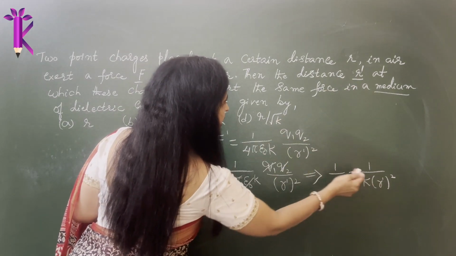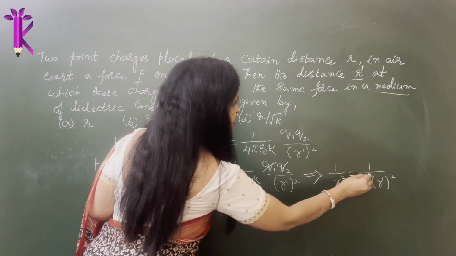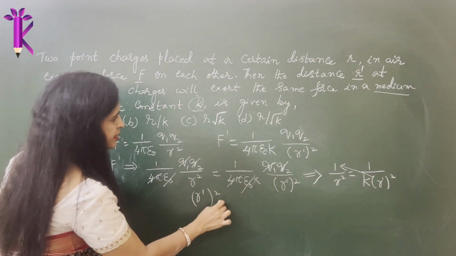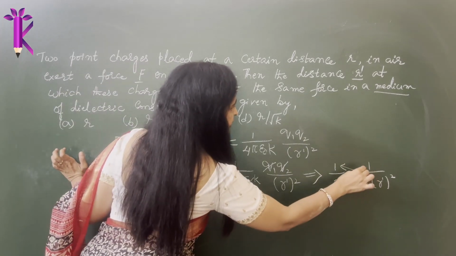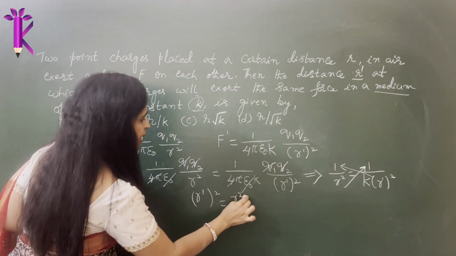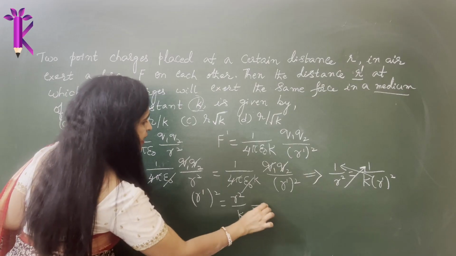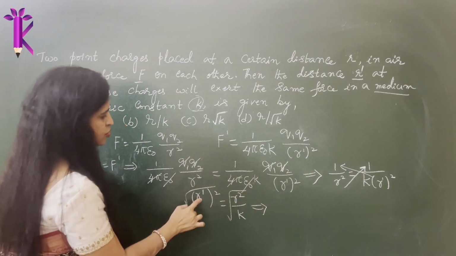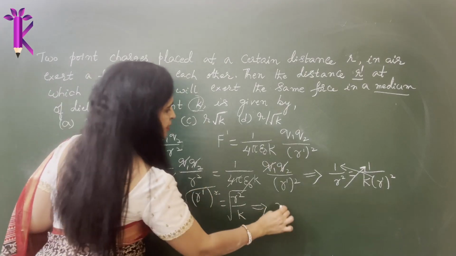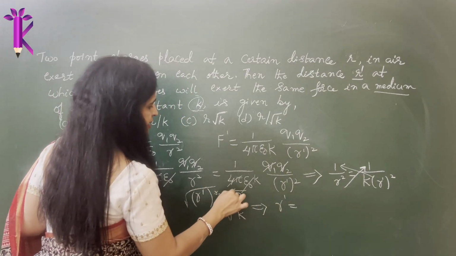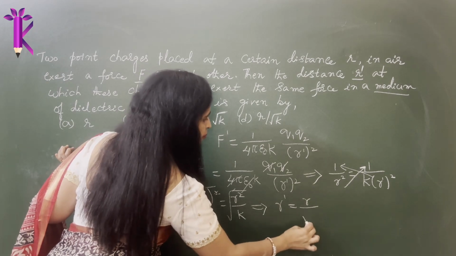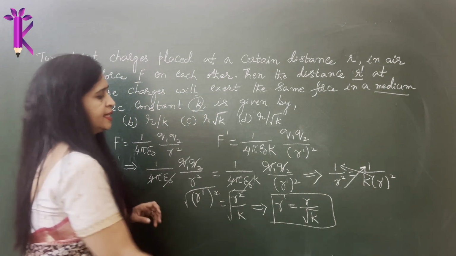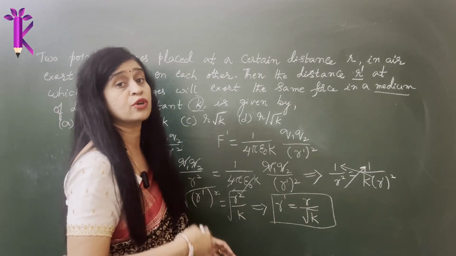So what I will do is I'll bring R dash on this side, cross multiply. So what will happen? R dash the whole square is equal to, let's send R square this side, R square divided by K. Let's take square root on both sides. R dash whole square, square and root get cancelled. You are left with R dash. Now this gets cancelled. So you have R, but root remains for K. So this is your new distance, which is the original distance divided by the square root of the dielectric constant of the medium.